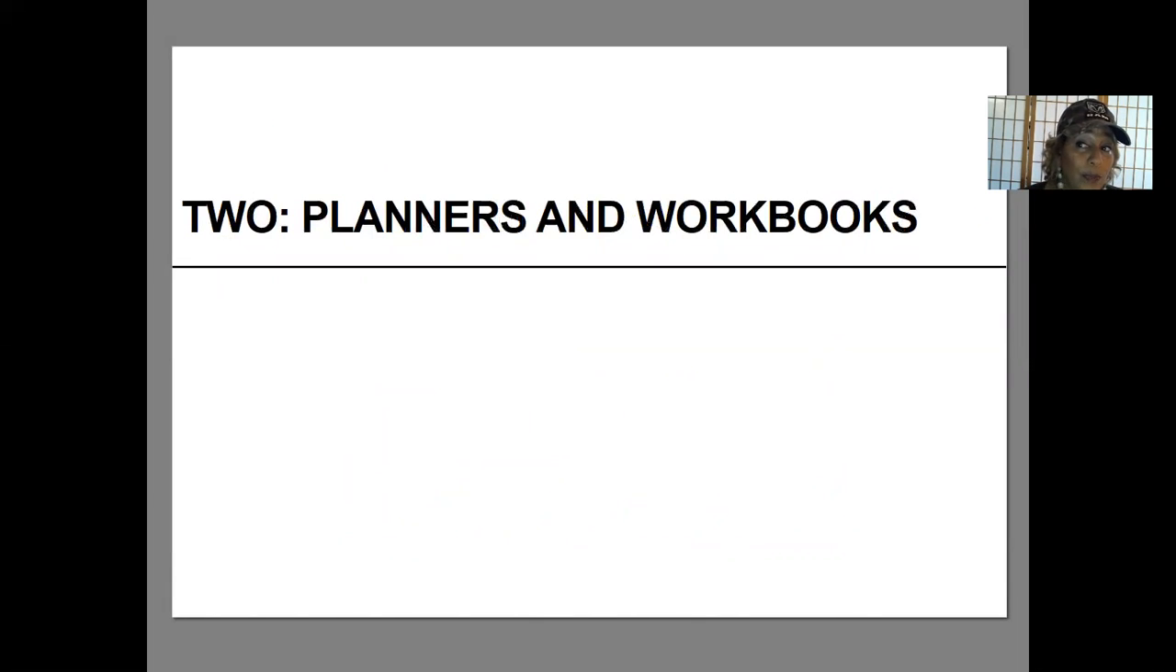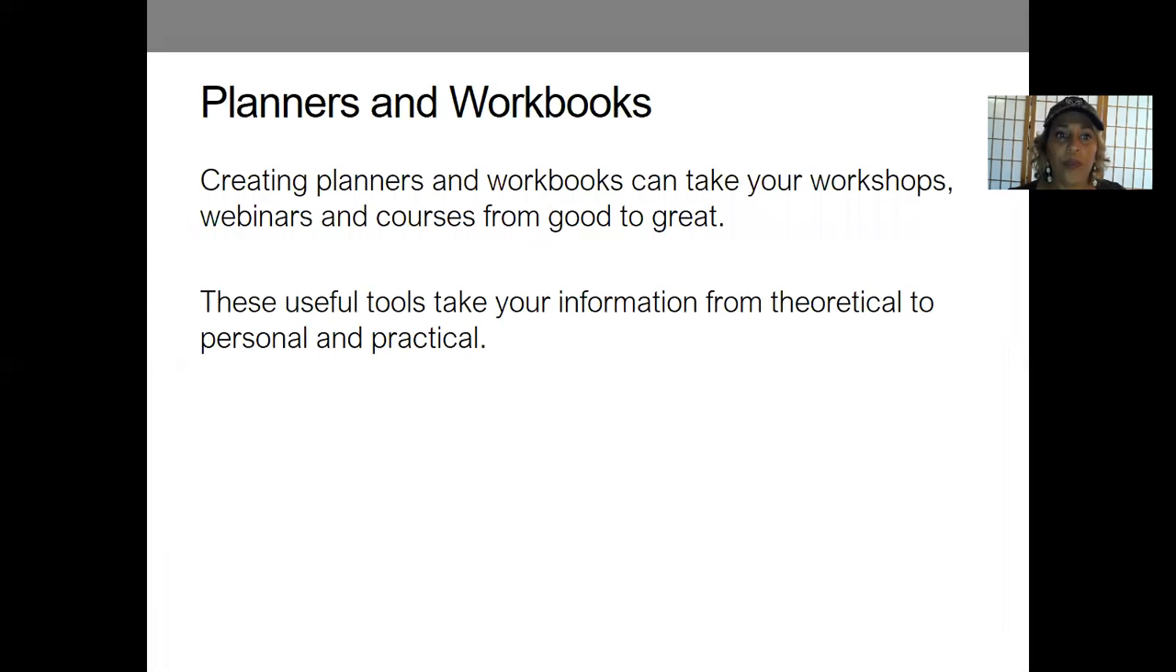So step 2 is planners and workbooks. A lot of people love planners and workbooks. This is one of the things that I have, called the sales planner funnel. Can you read it? Is it reading backwards? Planners and workbooks are what you can use when you take your workshops, webinars and courses from good to great. A lot of them are useful tools to take your information from theory to practical. People love practical, right? It's like, you tell me all this theory about what I can do, but what is it that I am doing?